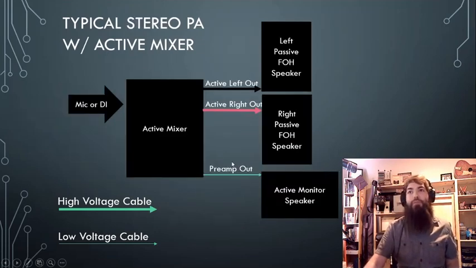The next step up, using that same active mixer and two passive speakers, is an upgrade by just adding one active monitor. Because we talked about this preamp output on that active mixer that's pre the amplifier, that means we can actually take our low voltage preamp out and plug that into an active monitor for the performers while still using output amp one and output amp two high voltage to our passive left and right speakers for the audience.